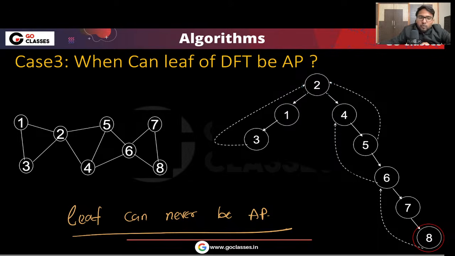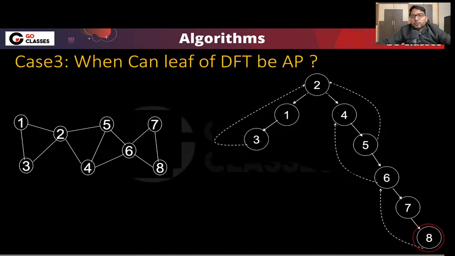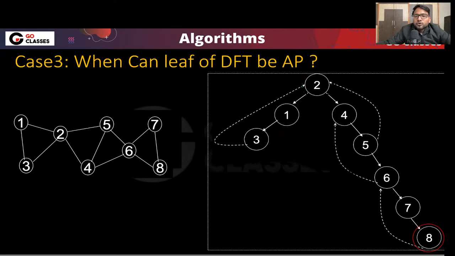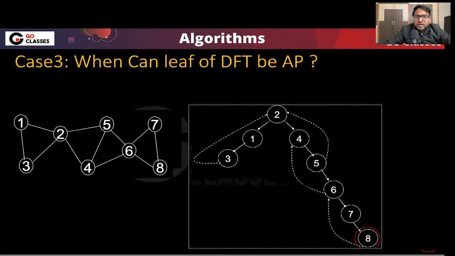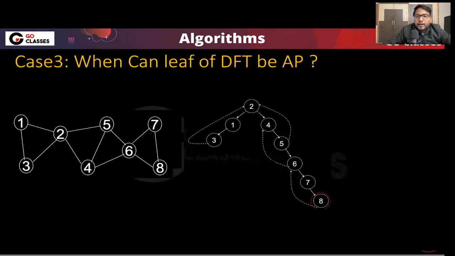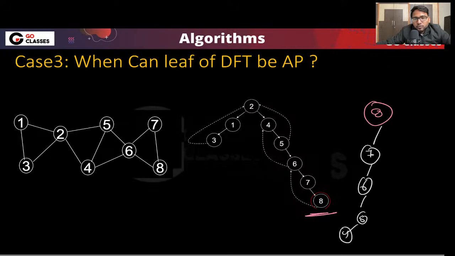Now suppose you start this DFS on 8 only. Here I have started on 2, that's fine. But suppose you make the root 8. Then can you tell me how many children this root will be having? See, if you start at 8, since you know that it was a leaf, it is not the articulation point. Then how many children will it be having? It will be having only one child. You can do anything: 7 to 6 to maybe 5 to 4 to 2. Okay, 8 to 7, 6, 5, 4, 2, 1, 3. Okay, see here 1, 3.